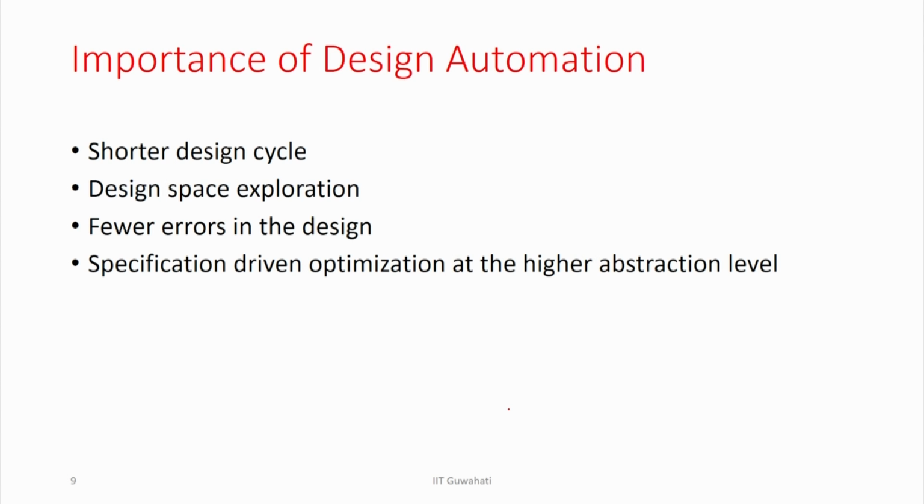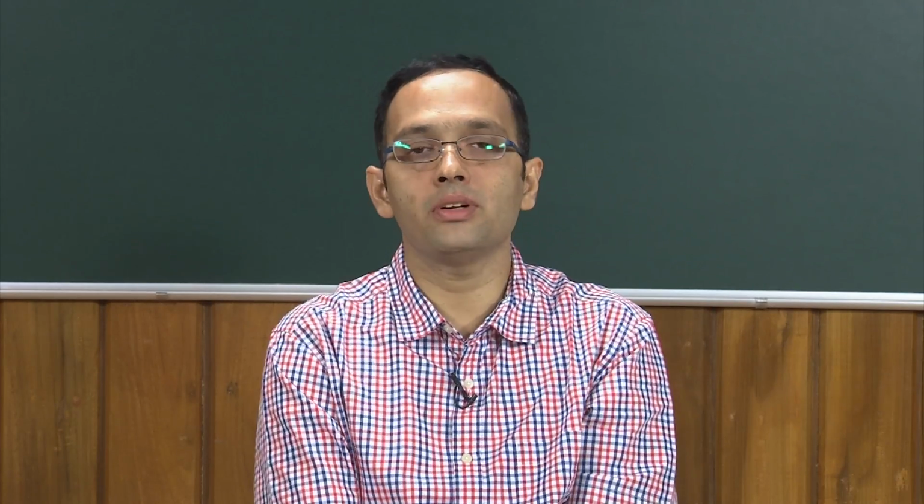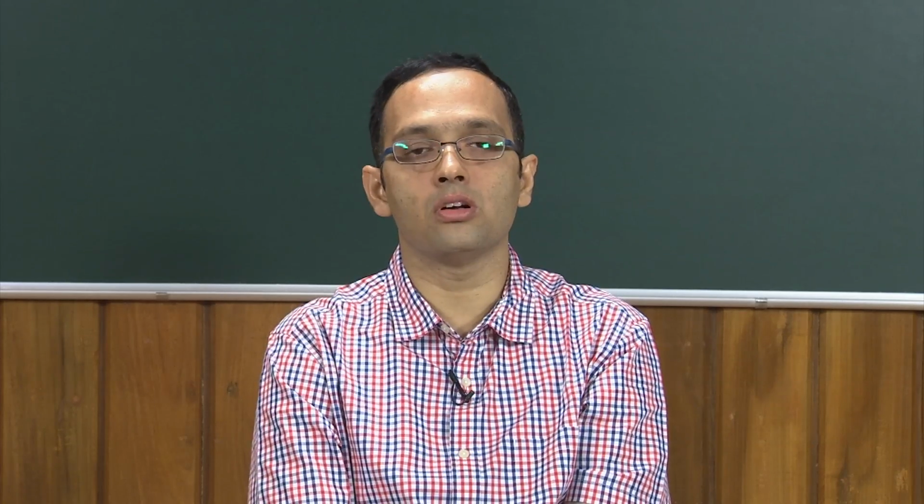What is the importance of these design automation steps? The first thing is a shorter design cycle. Suppose you take the example of a sorting algorithm, and you try to implement a bubble sort. If you write that bubble sort in C, it is hardly 4 or 5 lines of code. But if you want to design the bubble sort at RTL level, you have to consider all these registers, multiplexers, adder, subtractor, comparator, clocks, reset, everything. So the bubble sort algorithm in RTL may be 100 lines of code.